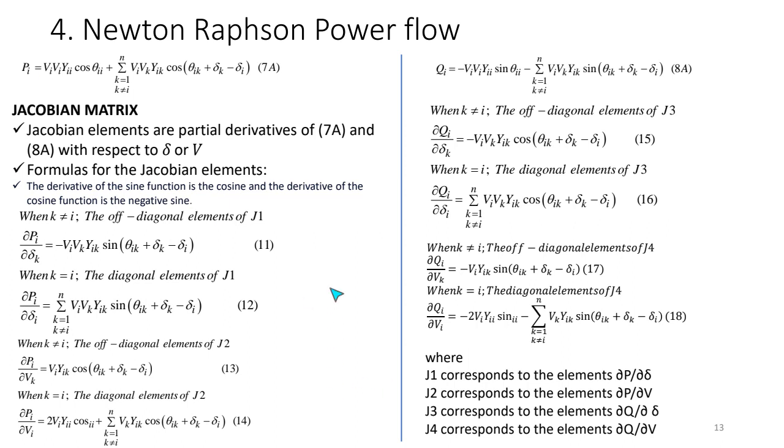Do you have any doubts in equations 11, 12, 13, 14, which are the partial derivatives of Pi with respect to delta k, delta i, Vk and Vi?